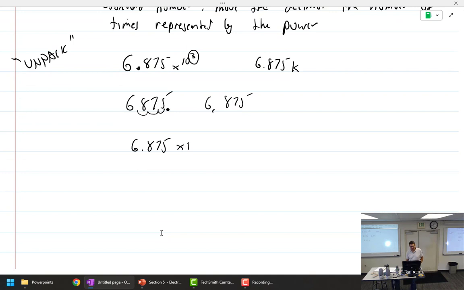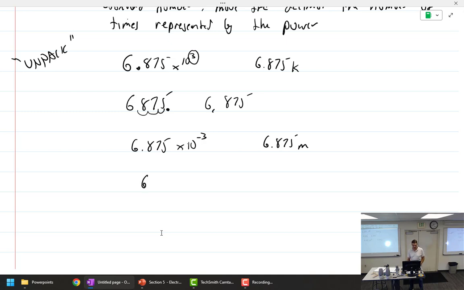So what if I had 6.875 times 10 to the negative third? What is that in prefix language? 6.875 what? Milli. And I want to convert that into a standard number, so I have to unpack it. When I'm all done, will that number be bigger than 6.875 or smaller than 6.875? Smaller. So I'm going to move the decimal place the smaller way, which would be my left.